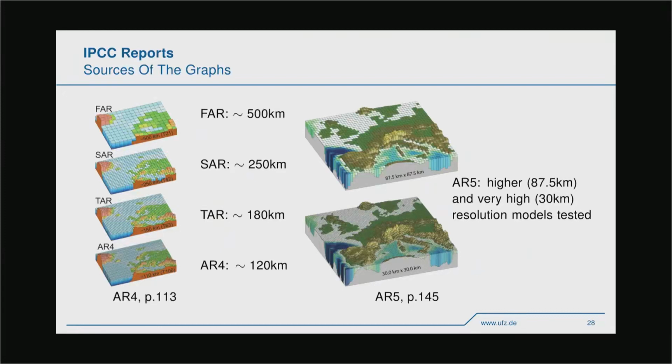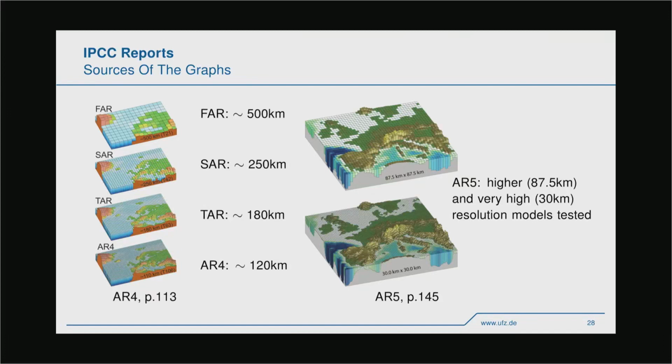Also, again, a history of resolution of the climate models. For the first assessment report, the resolution was 500 kilometers times 500 kilometers. And as I said before, you see these 2 yellowish cells in the middle that are the Alps. For the second assessment report, the resolution already doubled or halved, depends on how you want to phrase it. For the TAR, it was 180 kilometers, and for AR4, it was 120 kilometers.